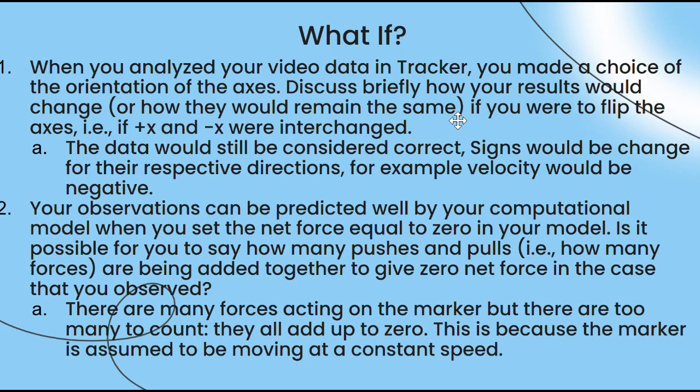What if, when you analyze the data, you had a choice about the orientation of the axis? Let's say you flip the negative x-axis and the positive x-axis. Well, this would just change your signs. Ultimately, your computational model would just be in the negative direction instead of the positive direction, but all your data would technically be right. It would be similar to drawing an FBD with different respective variables and different respective directions.